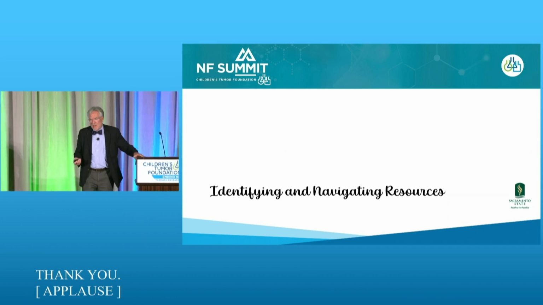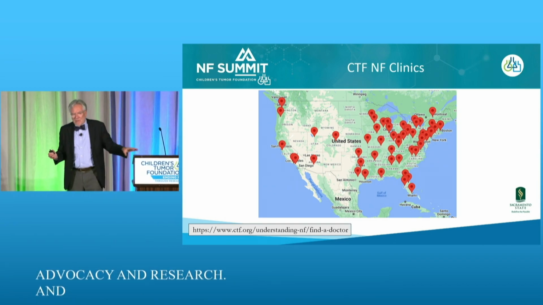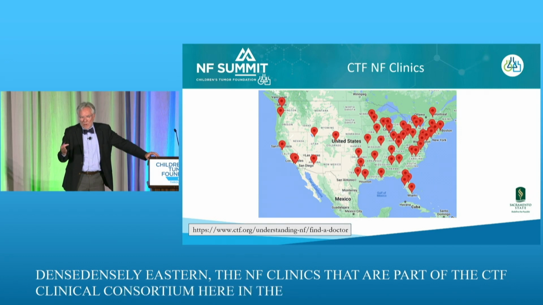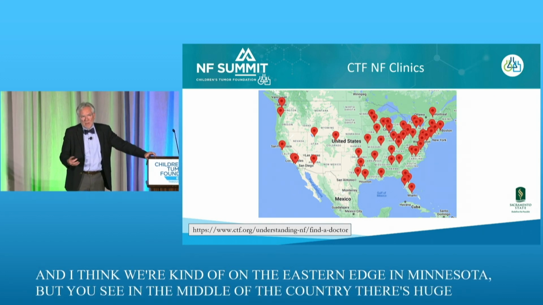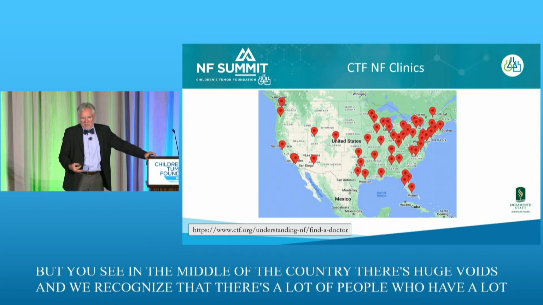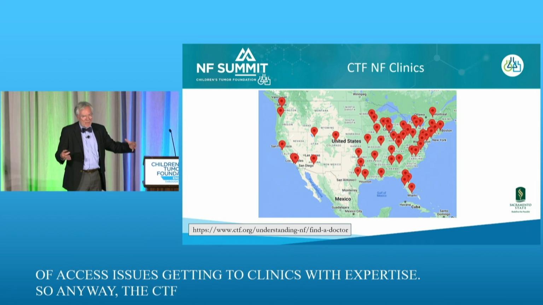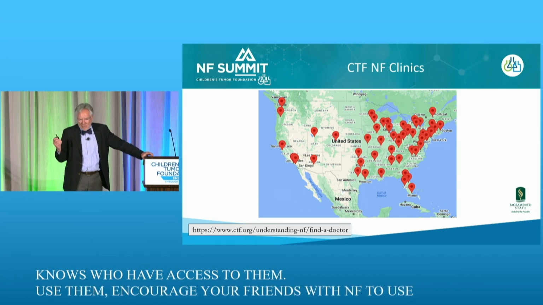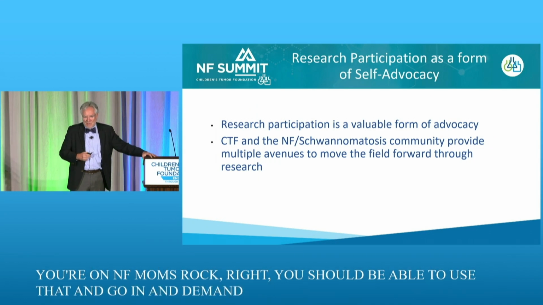I'm going to get a little more specific now. Advocacy and research. First of all, I want you to see this map that is densely eastern: the NF clinics that are part of the CTF clinical consortium here in the United States. I think we're kind of on the eastern edge in Minnesota, but you see in the middle of the country, there are huge voids, and we recognize that there are a lot of people who have access issues getting to clinics with expertise. So anyway, the CTF NF clinics are really important for those who have access to them. Use them, encourage your friends with NF to use them. If you're on NF Moms Rock, right, Marion, then you should be able to use that and go in and demand the excellence that's at those clinics.